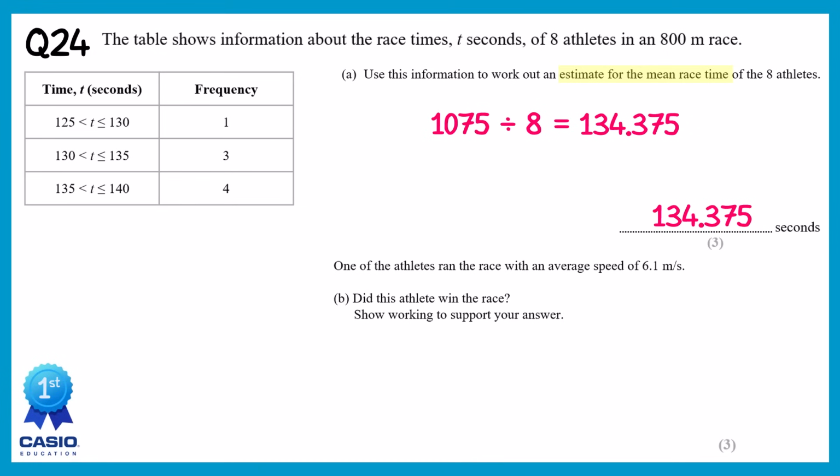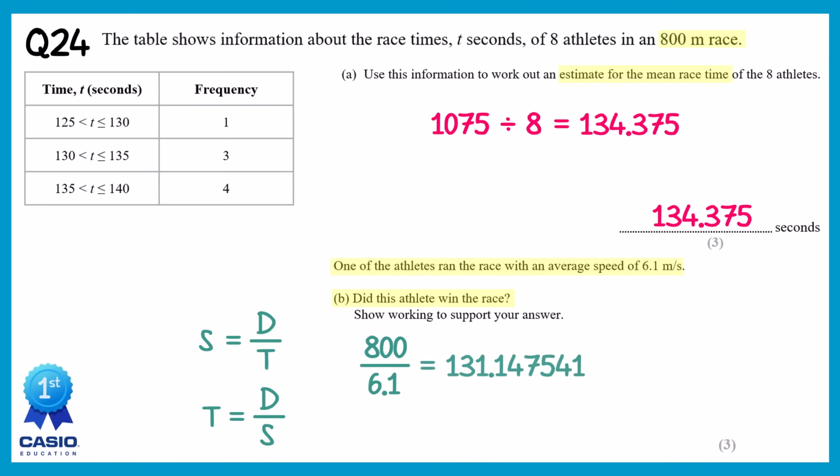In the second part of the question, we're told that one of the athletes ran the race with an average speed of 6.1 meters per second, and we need to decide if they won the race. To do this, we need to work out how long it took them to do the race, which is the time. We've been given the speed, and the distance is actually in the question too. It said 800 meters. So we can work out the time using the link between speed, distance, and time. Speed is equal to distance divided by time, which if you rearrange is time equals distance divided by speed. So to work out the time of this athlete, we do the distance, which was 800, divided by the speed, which is 6.1. If you do this on a calculator, you get this number here.